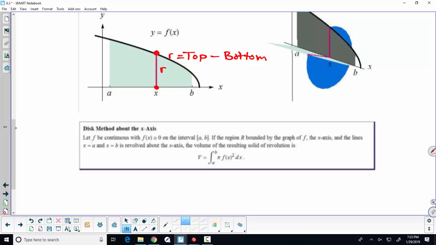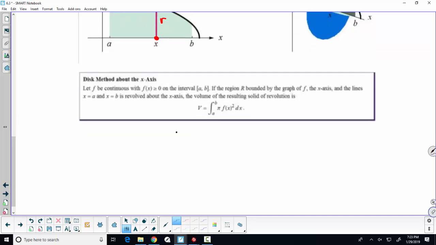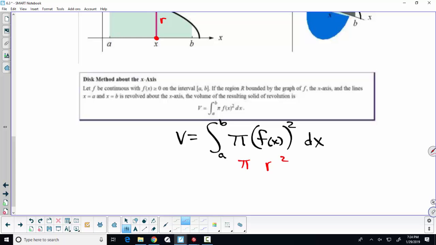Sorry if you can't see it very well. It's kind of small. But volume integrates from a to b pi times f of x squared dx. So since all of the cross sections are making circles when we revolve them around the x-axis, that's our pi r squared, area of the cross section, pi r squared. Does that make sense?